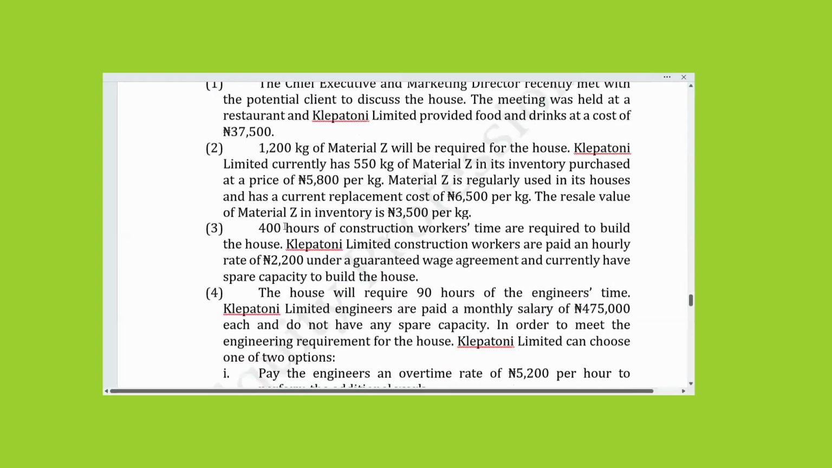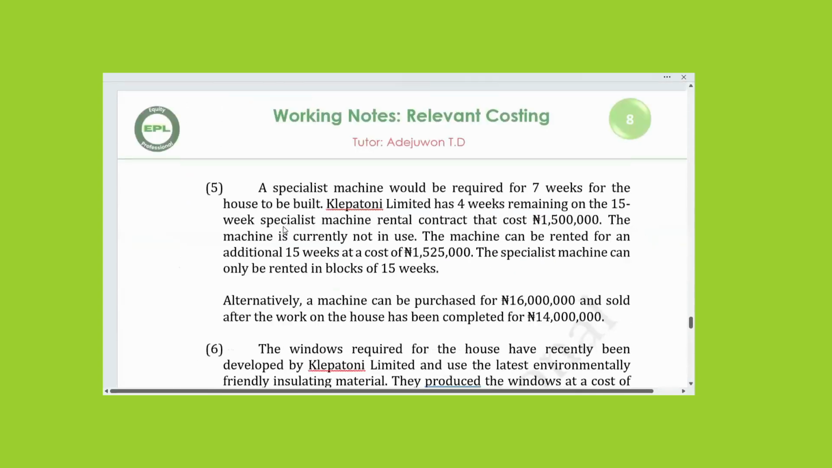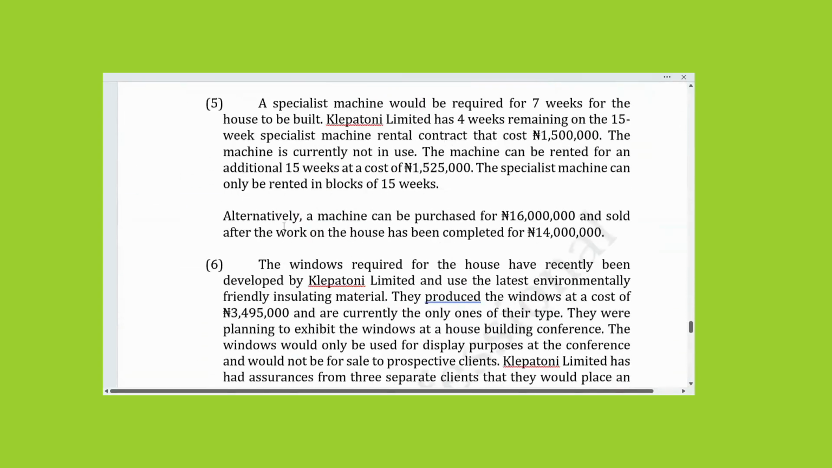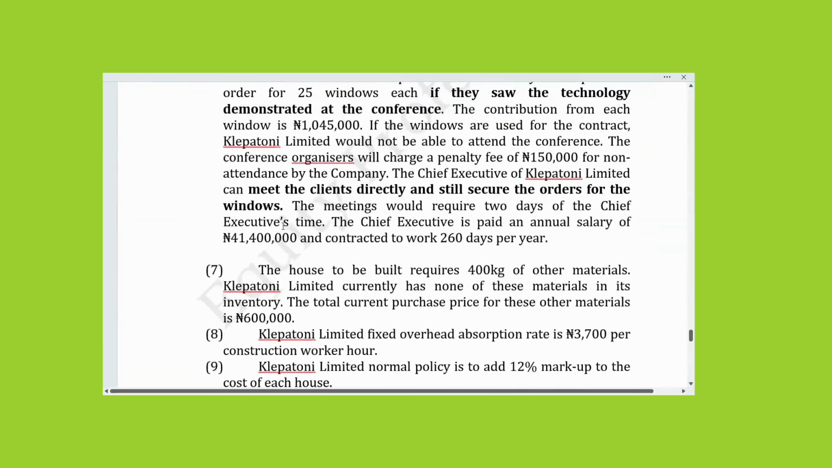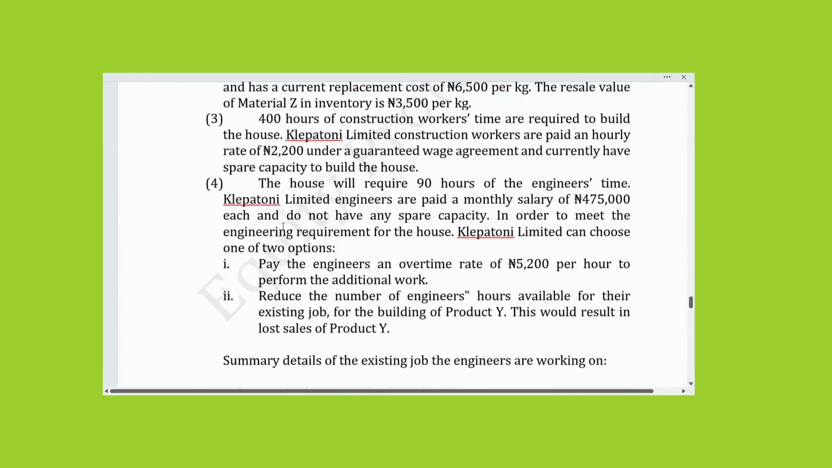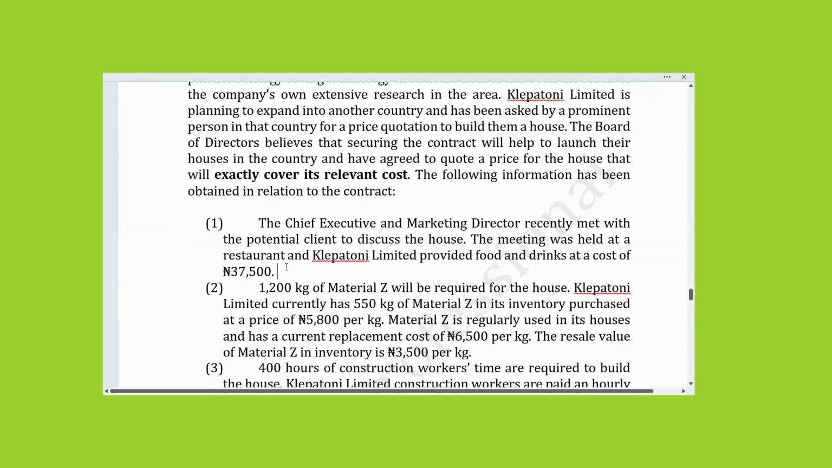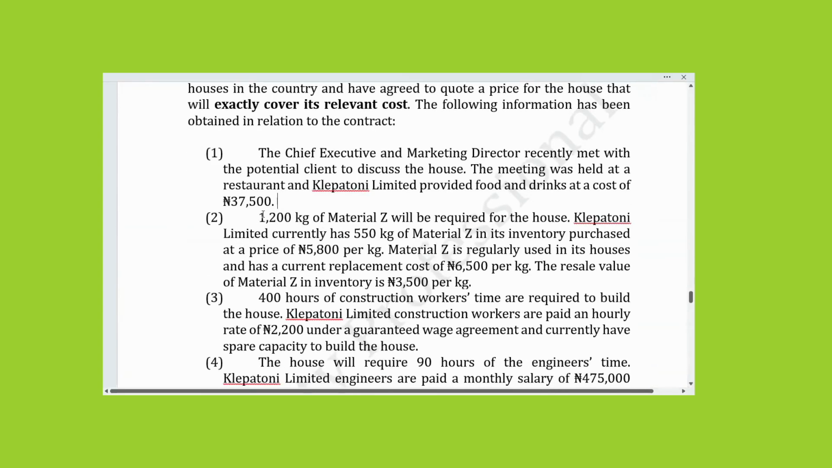So if you like, you can come here. You don't need to put it in your table. That would be part of your assumptions. So just ignore that. The 37,500 is irrelevant. So move on to the next one.